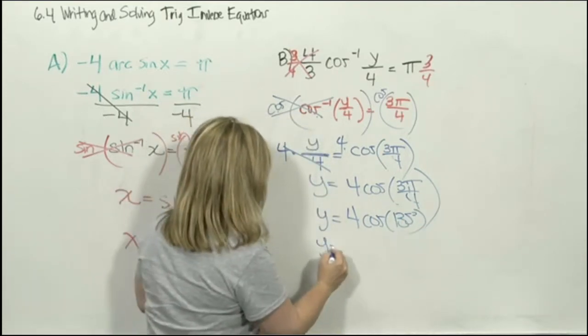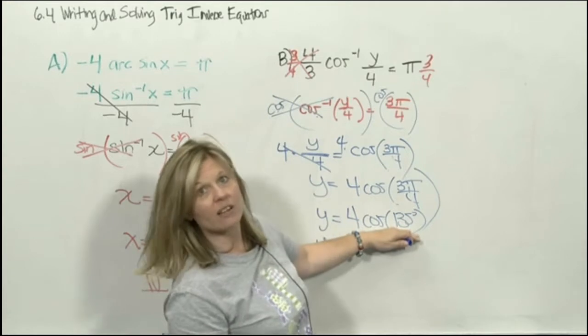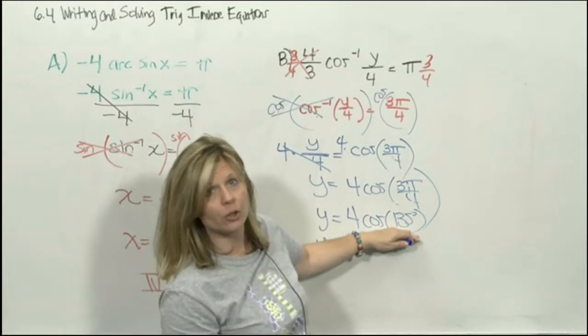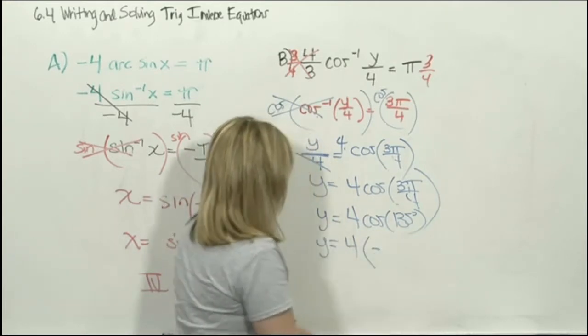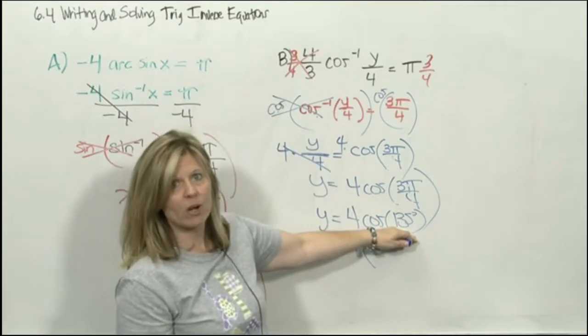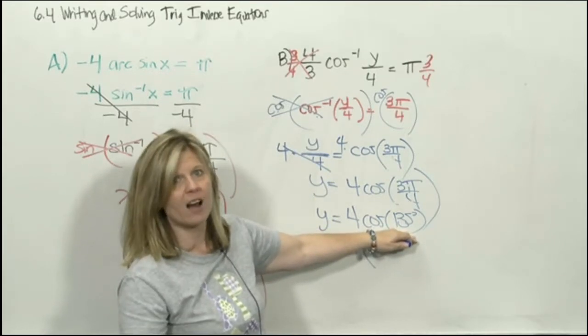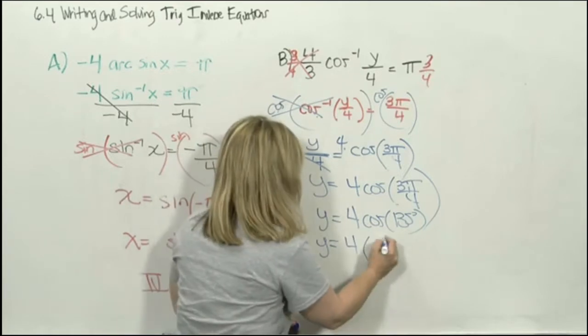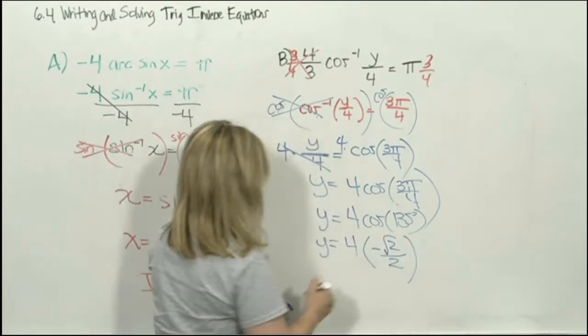Well, we know cosine of 135 degrees is in quadrant 2. Cosine is negative. We know the reference angle of this is 45, and we know the cosine of 45 is just like the sine of 45. It's square root of 2 over 2.